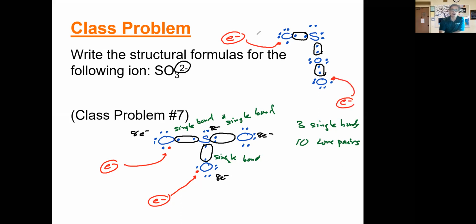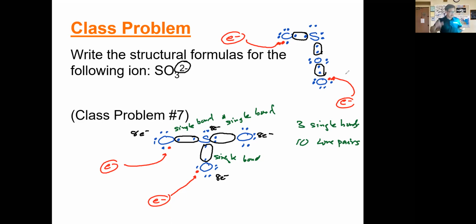So that way, all atoms now, and so let's draw that in. There it is, and there that is. So all atoms now have their 8, and this is a valid structure. This also has 3 single bonds, and we have 1, 2, 3, 4, 5, 6, 7, 8, 9, 10 lone pairs here.